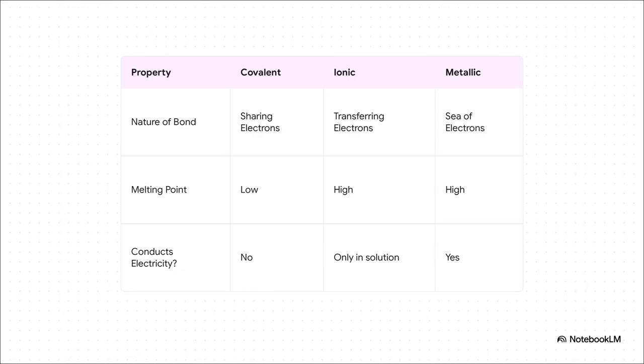So let's just pull this all together for a second. This chart gives us a fantastic side-by-side look. Covalent bonds, that's all about sharing. It leads to stuff with low melting points that don't conduct electricity. Ionic bonds, that's the transfer, the stealing. You get these brittle, high melting point crystals that only conduct electricity when you dissolve them. And finally, metallic bonds, with that awesome sea of electrons, give us those conductive, shiny materials we know so well.